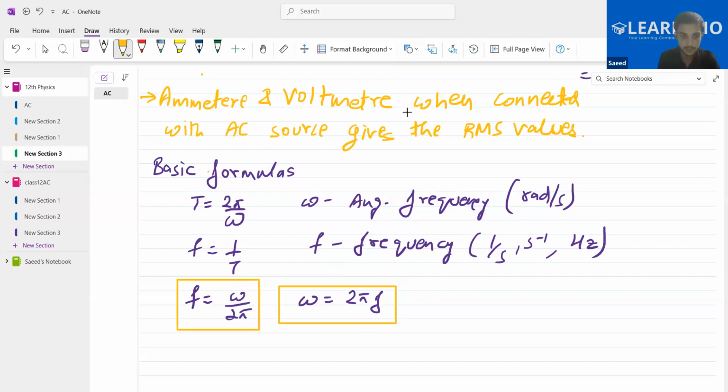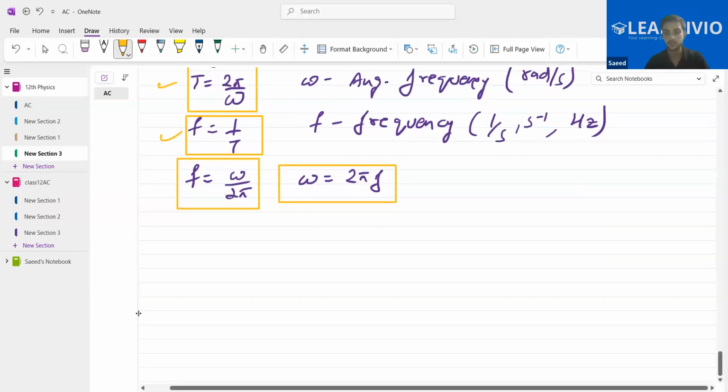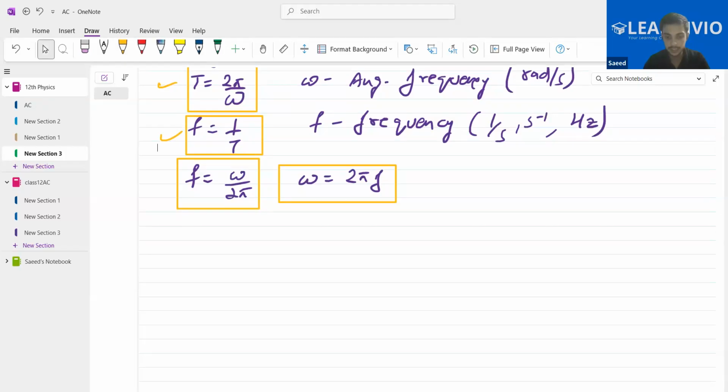Actually, only two of these things are required. If we learn any two, I remember the time period and frequency, and the rest I always derive in the question. So these are the basic formulas that you should remember. Let's move on to some of the questions here.